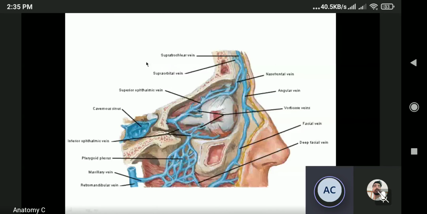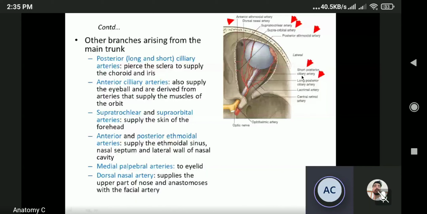But still, first we'll discuss these two: the short and long posterior ciliary arteries. They pierce the sclera to supply the choroid and the iris. What about the anterior ciliary artery? It supplies the eyeball and is derived from the muscular arteries that supply the muscles of the orbit. The supratrochlear and supraorbital arteries supply the skin of the forehead.